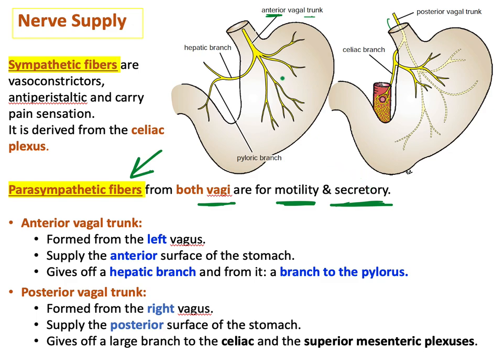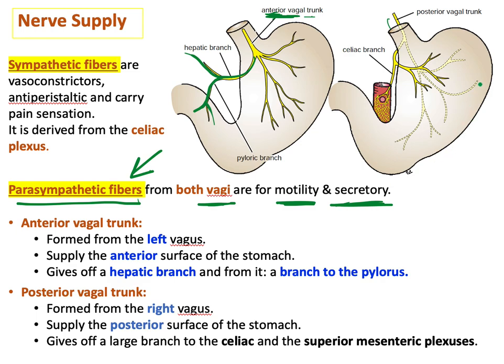For the parasympathetic fibers, the anterior surface of the stomach is innervated by the anterior vagal trunk. The vagus nerve carries the parasympathetic fibers, and we talk about the anterior surface of the stomach, that means the anterior vagal trunk. Look at it here. It also gives a hepatic branch to the liver, and from this hepatic branch, a branch comes out to the pylorus. Branch to pylorus.